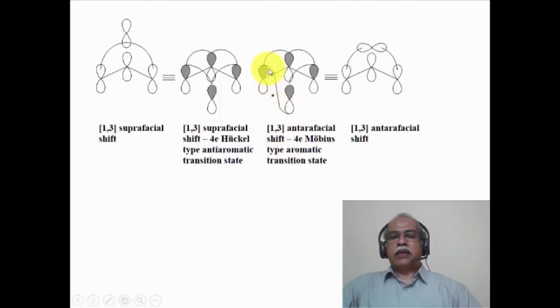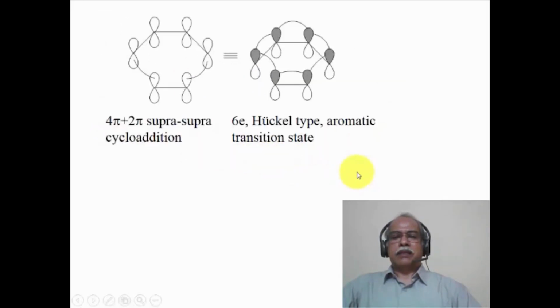So in other words, this is like a twisted system, a twisted loop of pi interacting molecular orbitals here, for example, and this would essentially correspond to a 4 electron system of Mobius type which has an aromatic transition state. Remember, if there is a 4 electron system which is a cyclic system, and if it is a continuously overlapping system like this, then you would call it an anti-aromatic Huckel system, whereas if it is a 4n Mobius system, then it will be an aromatic kind of transition state.